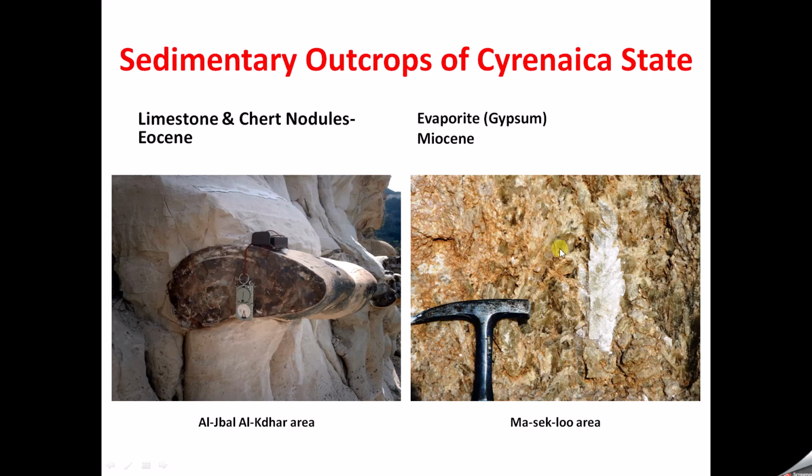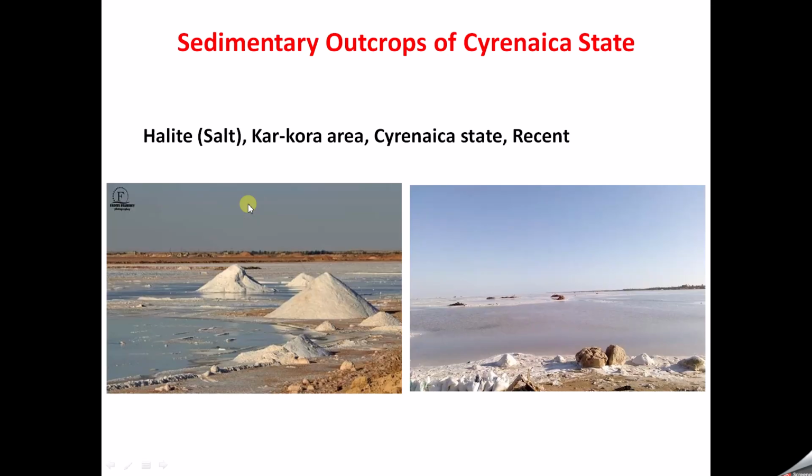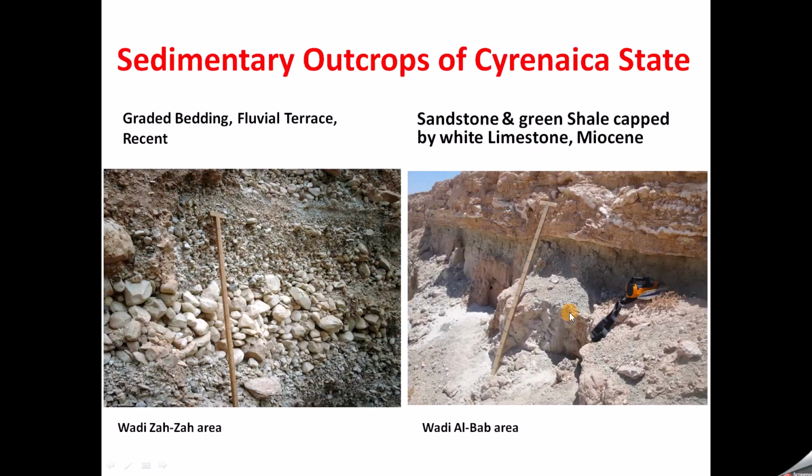Or we'll get gypsum, which is hydrous calcium sulfate. This gypsum evaporite is from the Miocene of Cyrenaica, and this limestone with the chert nodules is from the Jebel Akhdar area. Still in the chemical solutions, when they are lost in the ocean, they will precipitate as halite salt in the Karkora area in Cyrenaica. This is very recent. These are sedimentary outcrops of Cyrenaica.